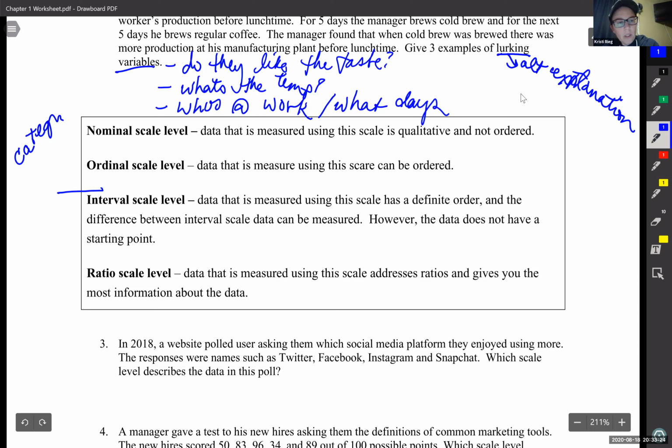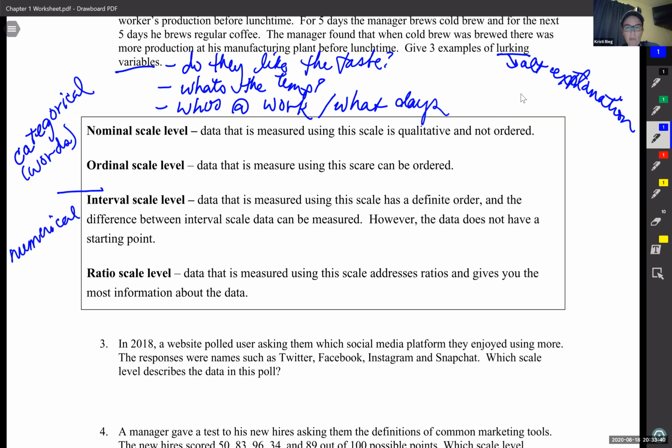Categorical, oh goodness. Categorical, and these 2 are going to be numerical. In other words, the top 2 are going to be words, and the bottom 2 are going to, well, I don't need to write it out. The bottom 2 are going to be numbers.